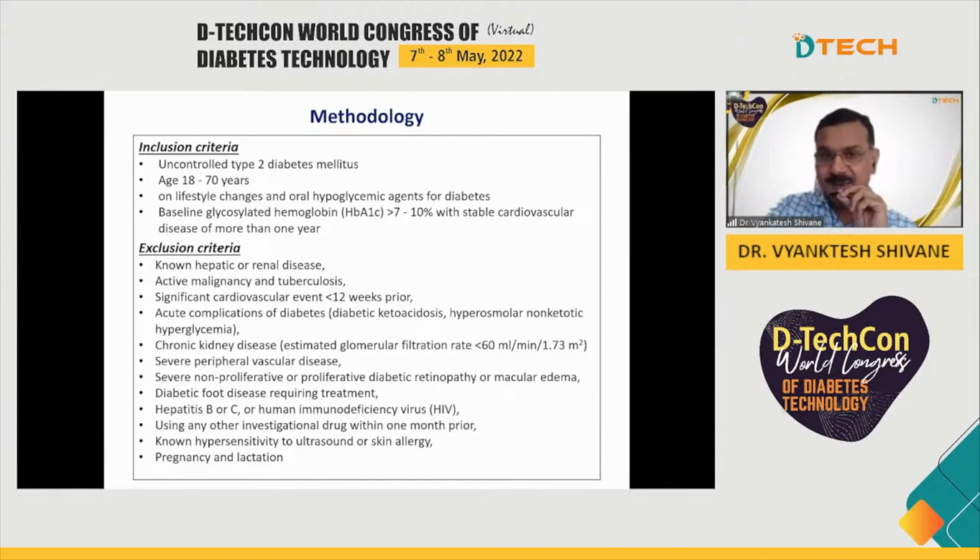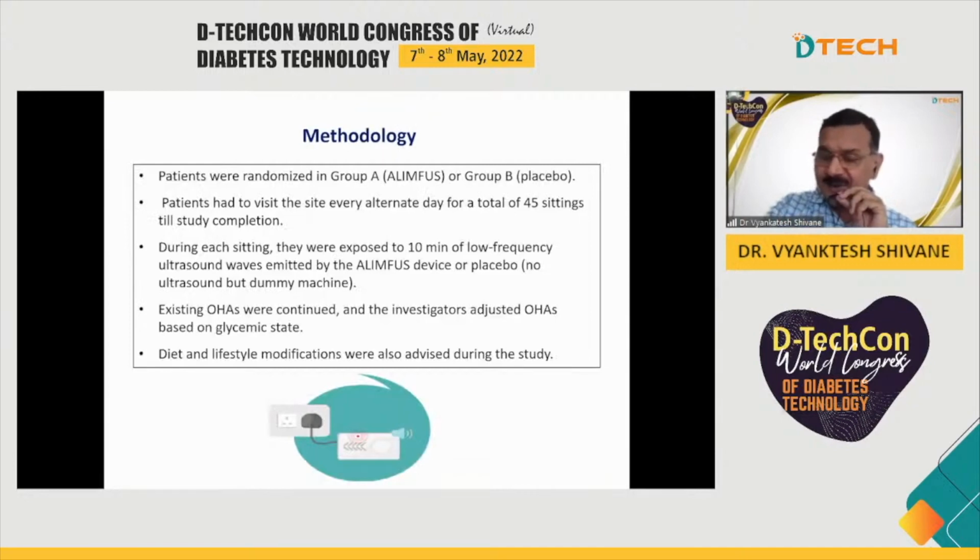And definitely the patients who were having chronic cardiovascular events were selected, but acute complications, acute micro or macrovascular complications of diabetes and other systemic illnesses like kidney failure or hepatitis, or maybe a pregnant lady, were excluded from the study. The patients were randomized into two groups. Group A, which was called ALIMFUS, and Group B was placebo.